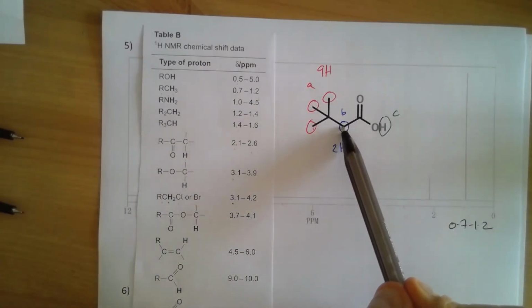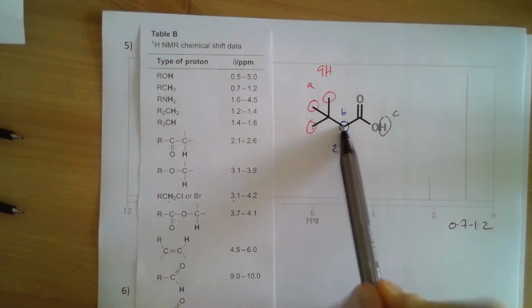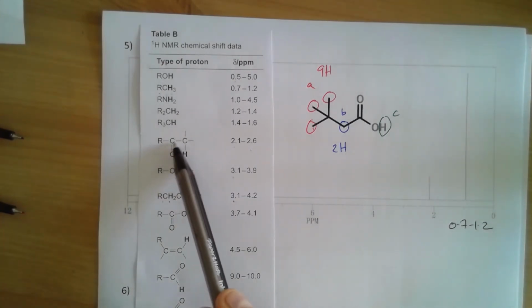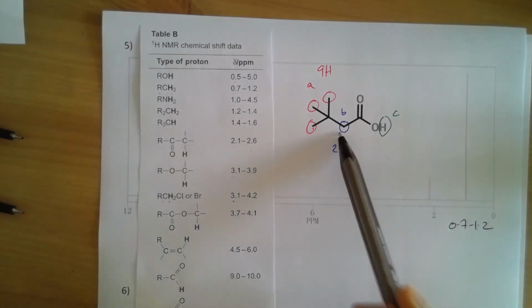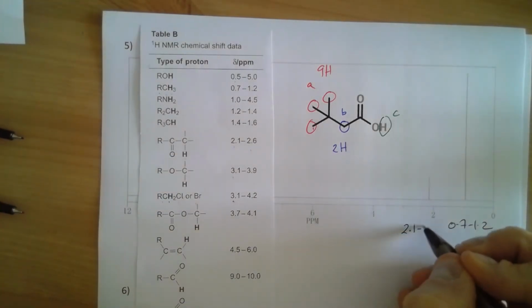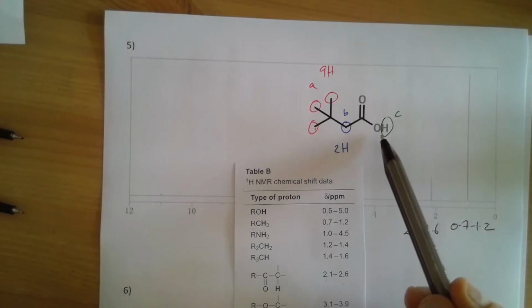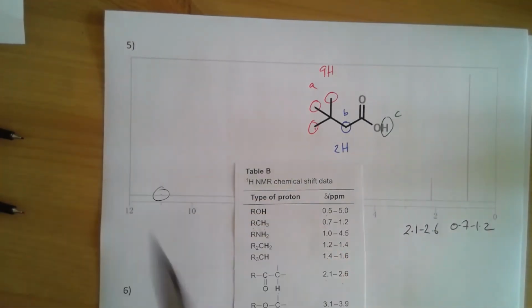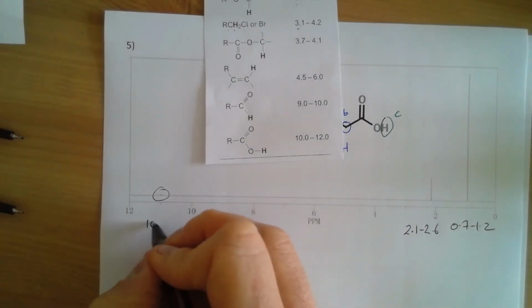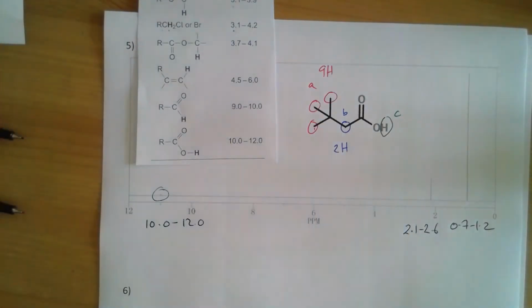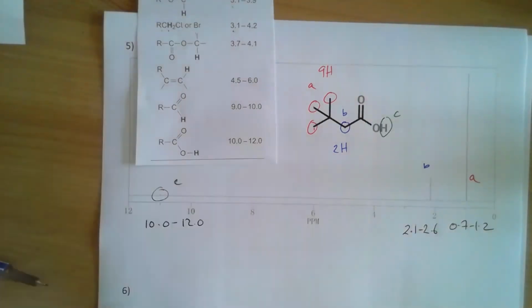Environment B, this hydrogen environment here, we're going to expect to see this peak between about 2.1 and 2.6 because it's next to the carbonyl here. So that is indeed correct according to the chemical shift. And then this incredibly de-shielded, very acidic proton, you can just about see as a little lump there, and that is in fact in the correct range of 10.0 to 12.0, which is where we expect to see the acidic hydrogen. So we'll call this A, this B, and this C.